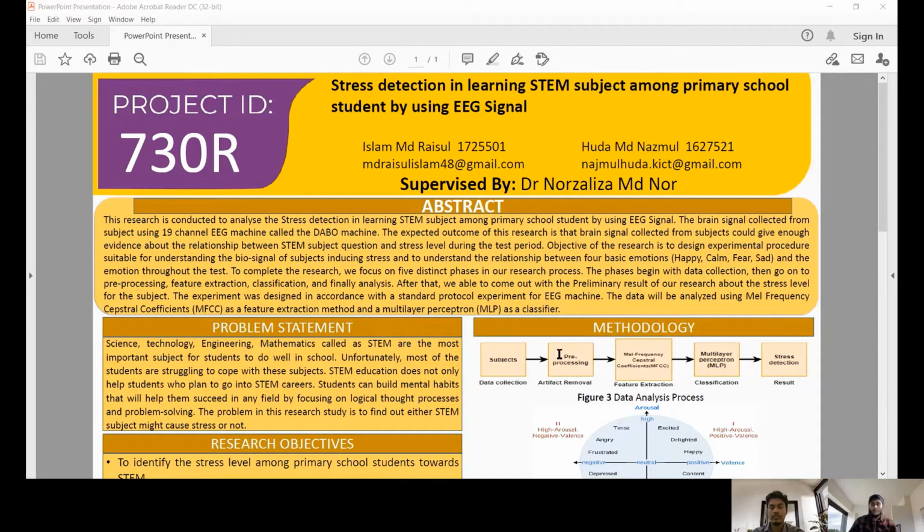As a group, we are doing a research-based final year project. Our project ID is 730R, and the project title is Stress Detection in Learning STEM Subject among Primary School Students by using EEG Signal. This project is supervised by Dr. Norzaliza Md Nor.